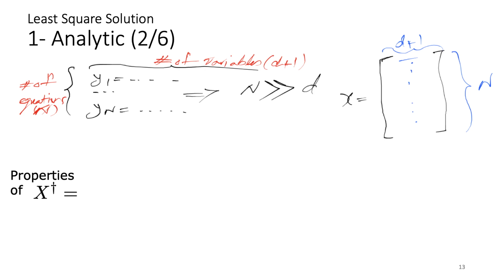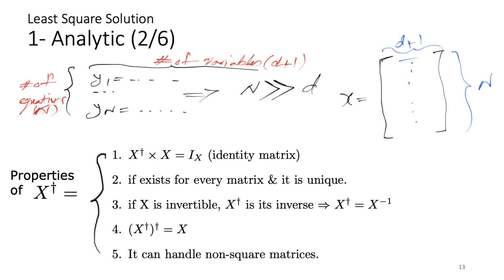In a few slides, you'll understand how we came up with that pseudo-inverse. But for now, let's just focus on why we are interested in using the pseudo-inverse. Some of the properties are as follows. If you multiply X dagger, the matrix of pseudo-inverse, by the matrix X itself, you're going to arrive at I, the identity matrix.